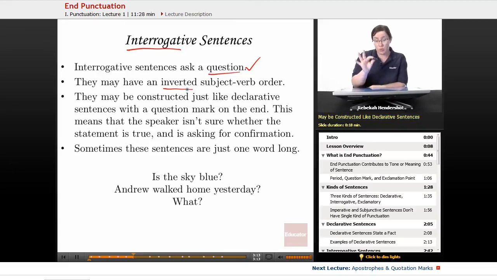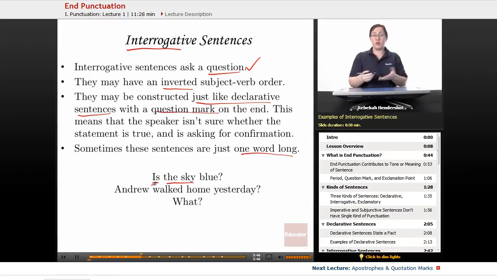They may also be constructed just like declarative sentences, with a question mark on the end. This means that the speaker isn't sure whether the statement is true and is asking for confirmation. Either they just can't believe what you just said, or they want to make sure they've got it right. Sometimes these interrogative sentences are just one word long. So, for example, we had the sky is blue for the declarative sentence, and here we have is the sky blue. Now we have the subject, the sky, and the verb, is, and they're in the opposite order of what you would normally expect in English because it's an interrogative sentence.